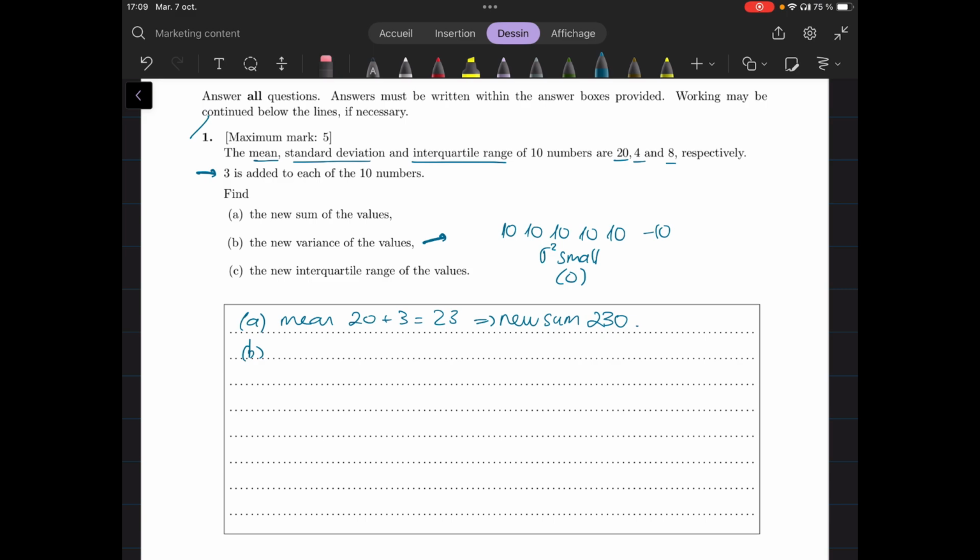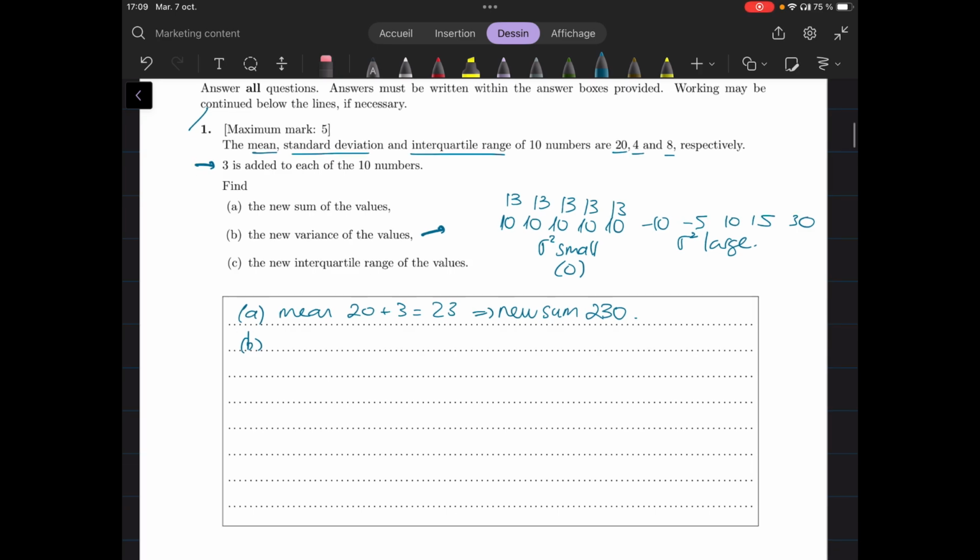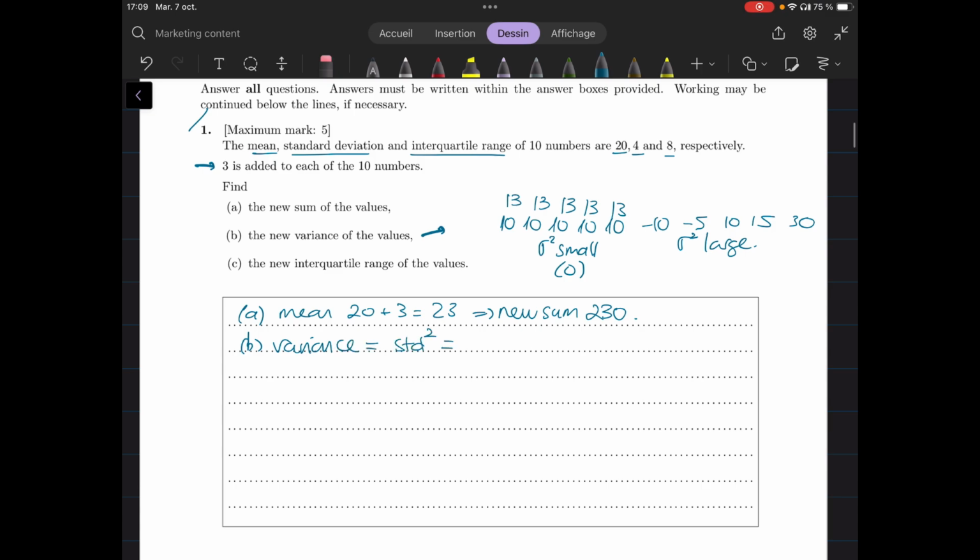If it is further apart, then you have a massive variance. But if you're adding the same quantity to all the terms, that does not change the variance at all. So the new variance is simply the standard deviation squared. In this case, it's 4 squared, or 16.